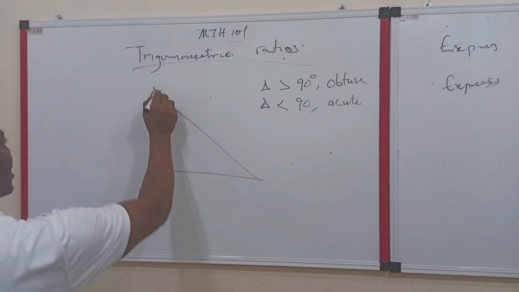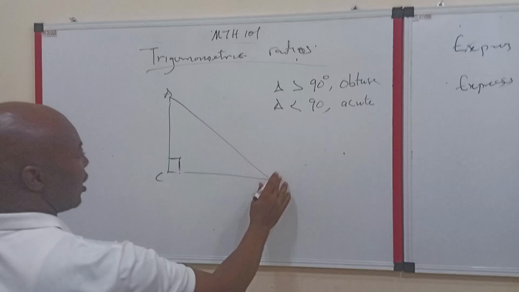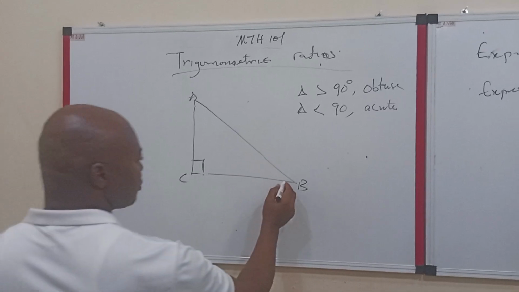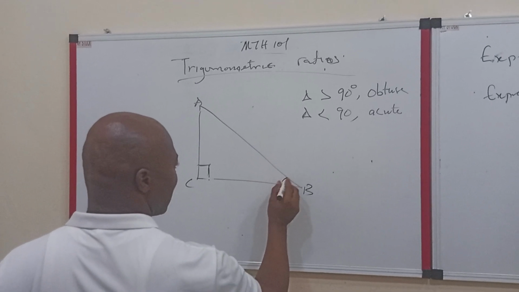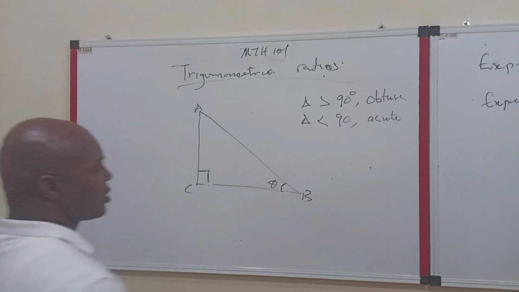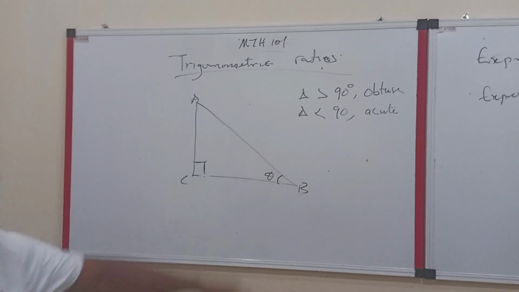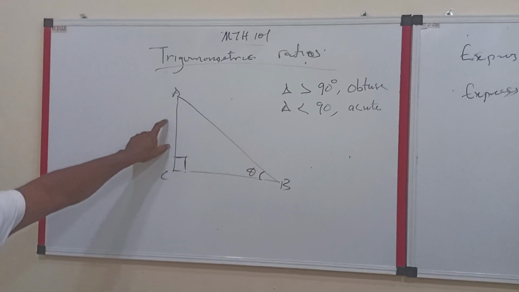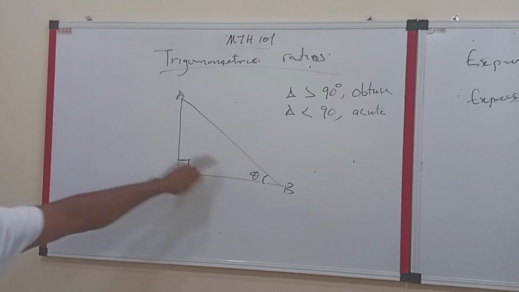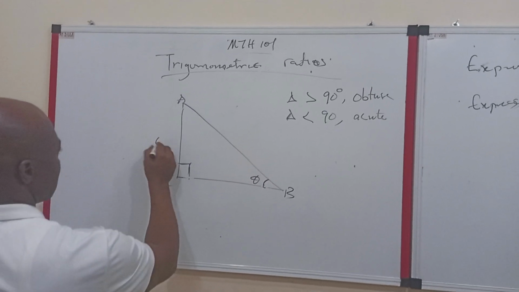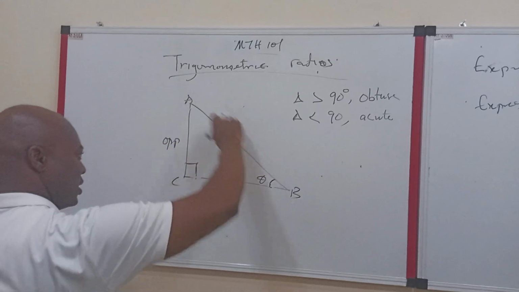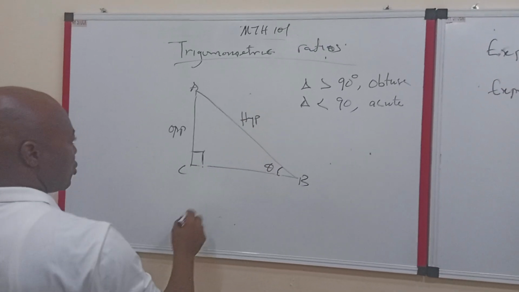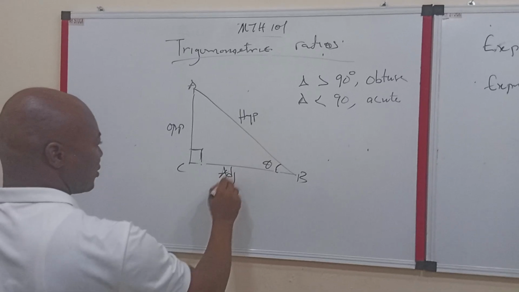Now let's consider this vertex point A. Let's call this point here C, and let's call this one B. Now, let's consider an angle that subtends at this vertex, at the point B. Then this side becomes the opposite of the angle. This side facing this angle theta is the opposite of it, whereas this lengthy side is called the hypotenuse, and this one is called the adjacent.